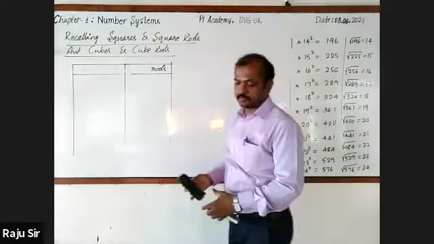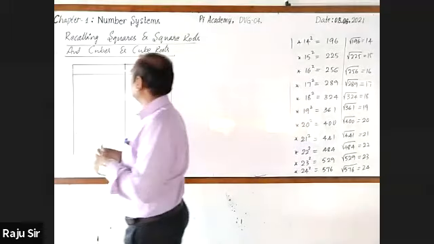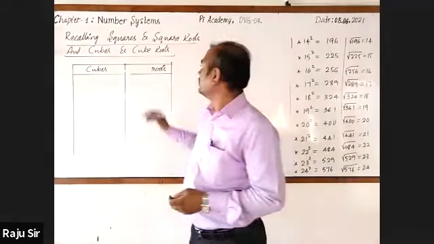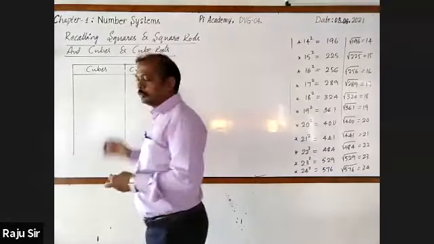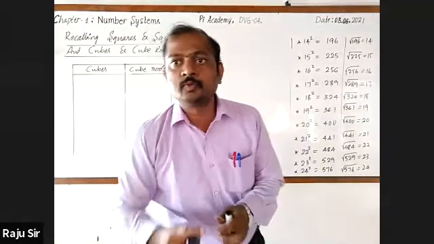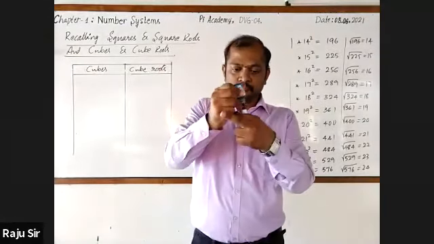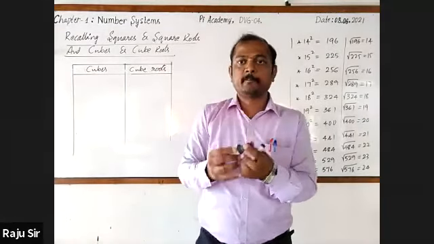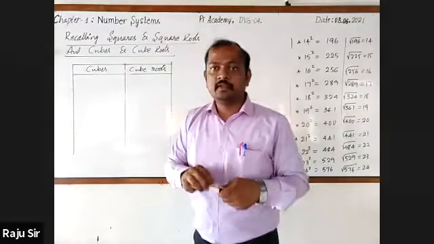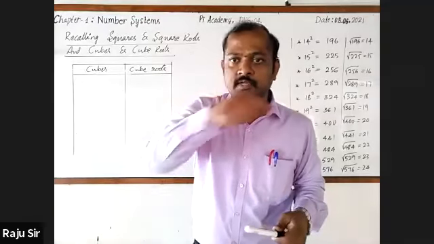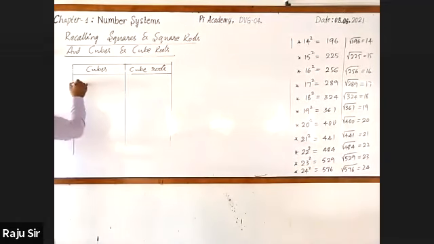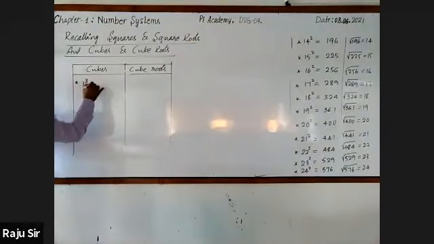Take two columns. First column, cubes. Second column, cube roots. Shall we start writing? Yes. Okay. First, 1 cube.